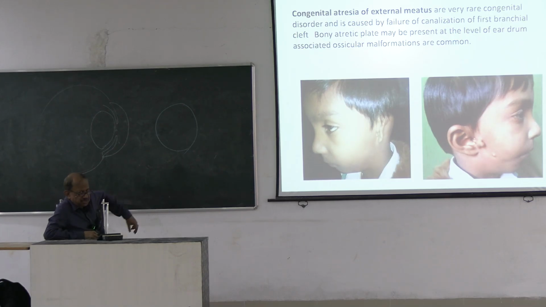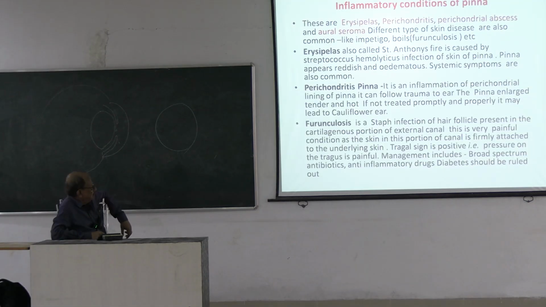These 2 pictures are Treacher-Collins syndrome. This is an anomaly of the first and second branchial arch. Erysipelas, perichondritis, perichondrial abscess, and aural seroma. Different types of skin disease are also common, like impetigo, boils, that is furunculosis, etc.